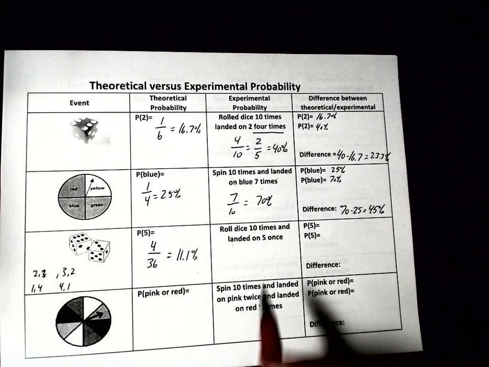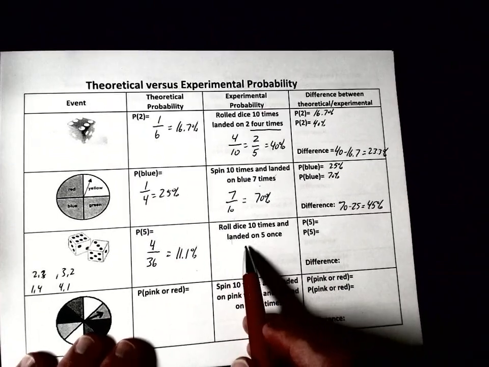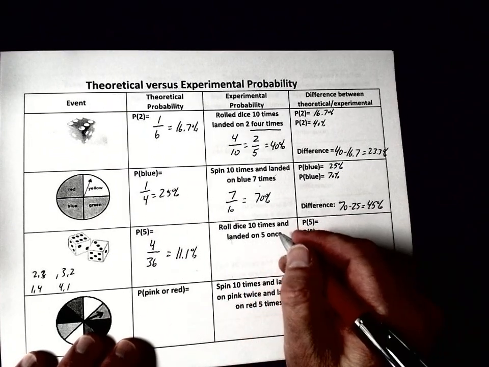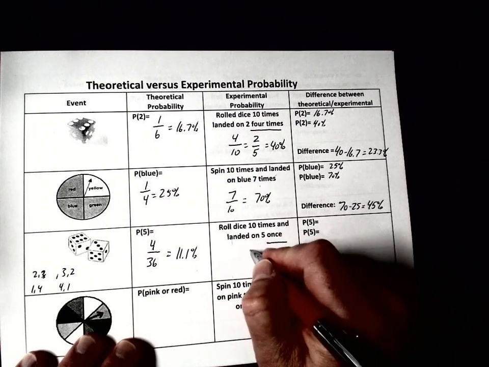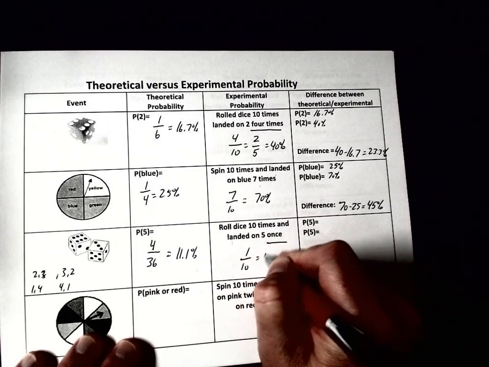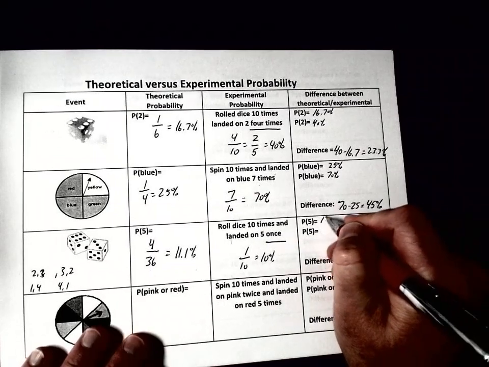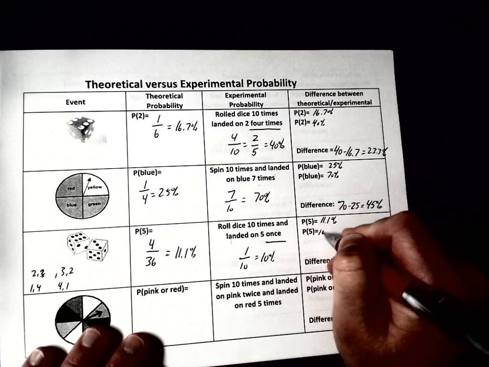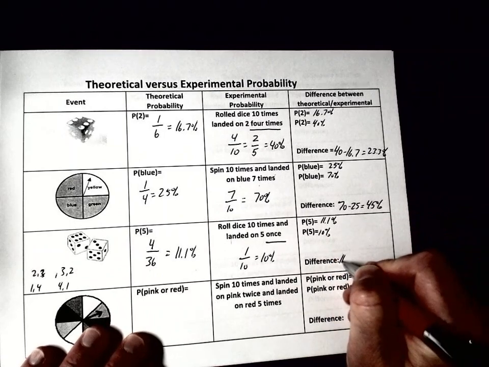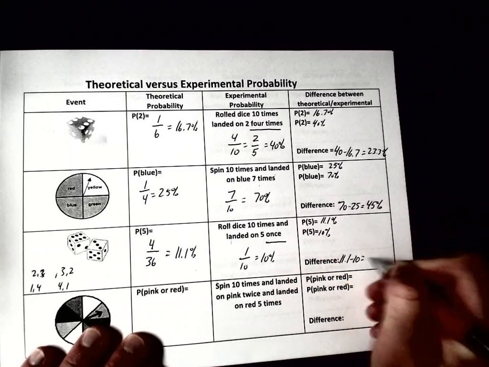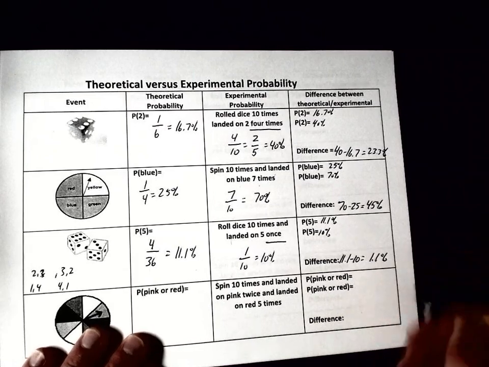Now what happened in an experiment? Rolled it 10 times, it landed on a 5 only once. So that's 1 out of 10, which is 10%, which is pretty close. So the difference is 1.1%.